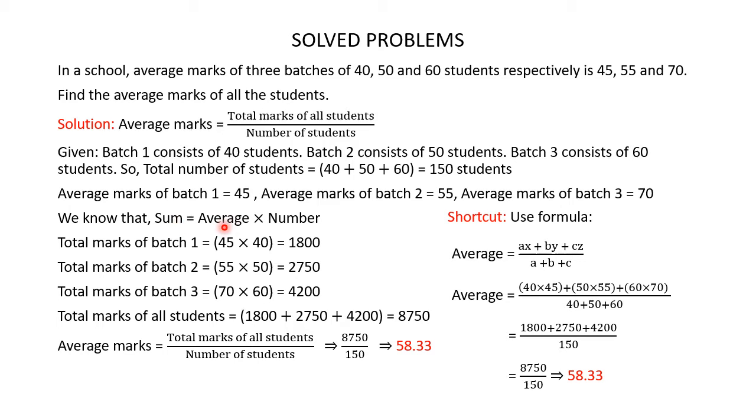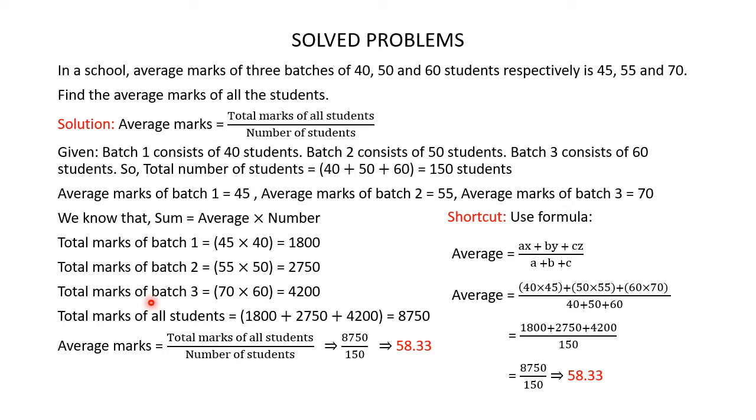So sum is equal to average multiplied by number. Now total marks of batch 1 is equal to the average marks of batch 1 multiplied by number of students in batch 1. This is 45 multiplied by 40, which gives us 1800. Total marks of batch 2 is equal to average marks of batch 2 multiplied by number of students in batch 2. This gives us 55 multiplied by 50, which is 2750.